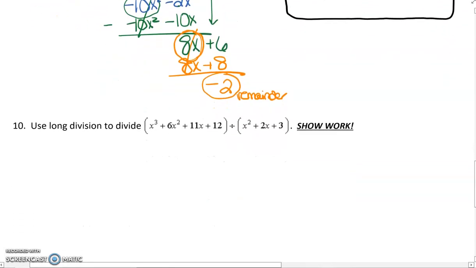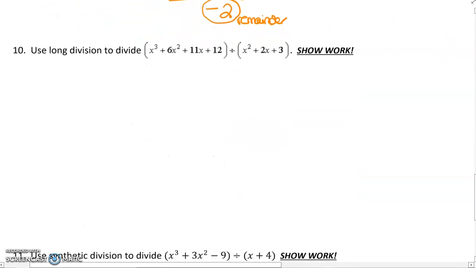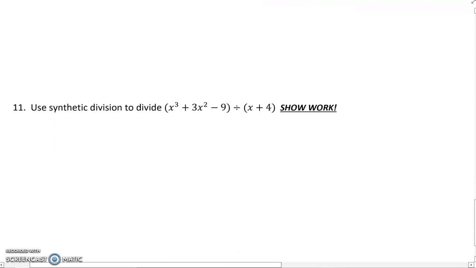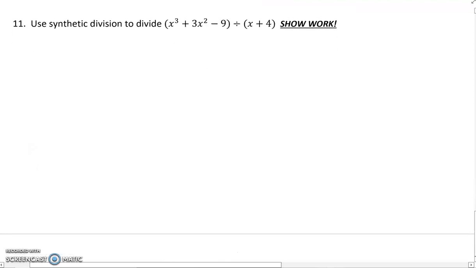I'm going to skip number 10. It's an extra problem. You can see it on my answer key, but it's not similar to the test, so I'm going to skip it to save some time.